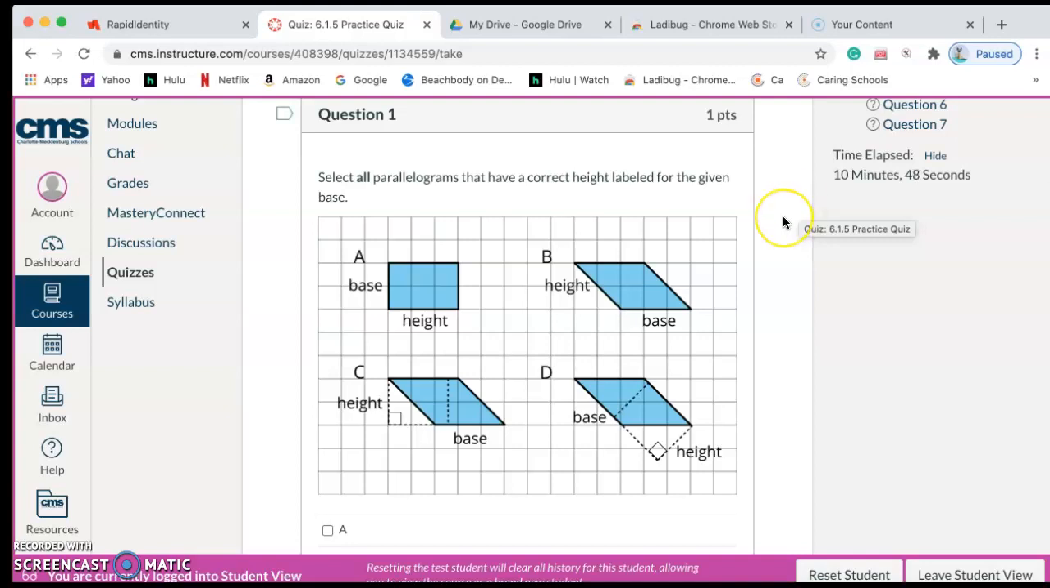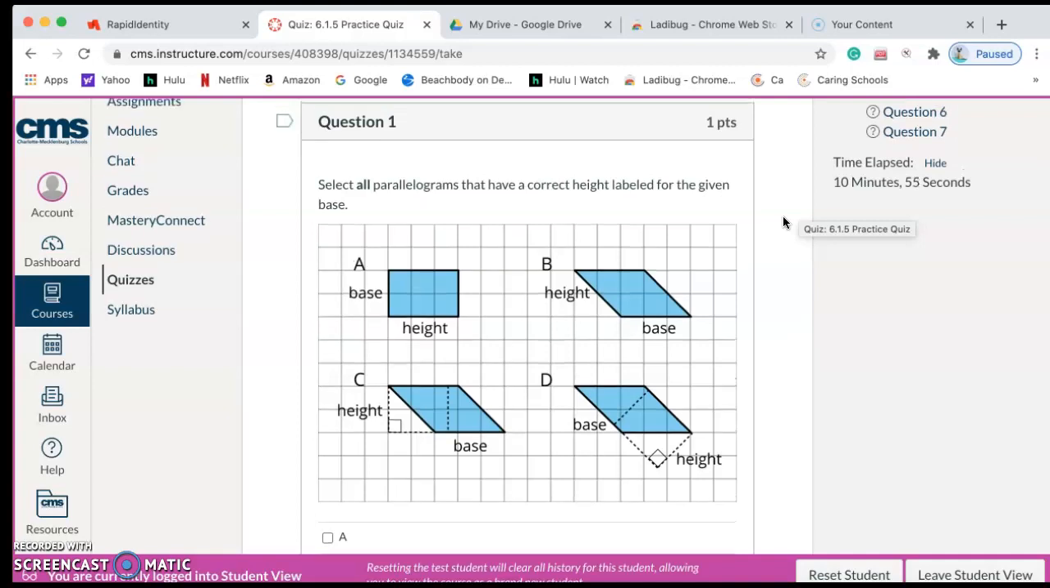This is at the very end of unit one, lesson five. This is that practice quiz. So I figured I'd walk you guys through it, and I'm gonna add this to today's lesson. Select all parallelograms that have a correct height labeled for the given base. And remember, if it's the base, the height has to be 90 degrees off of the base.